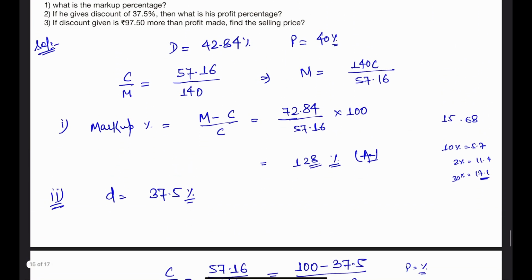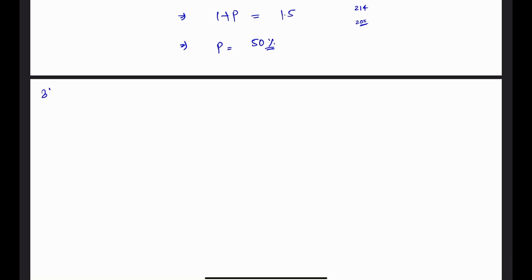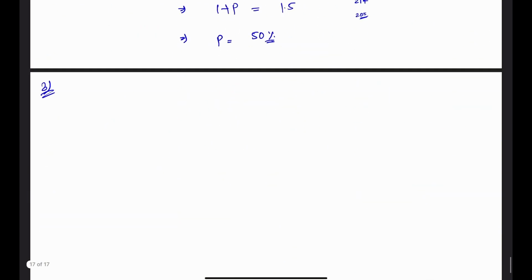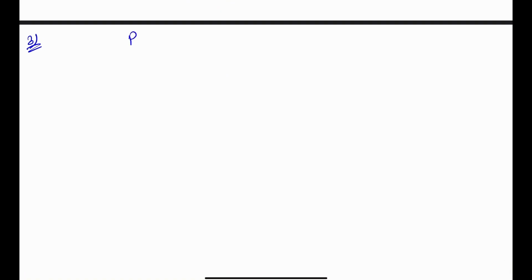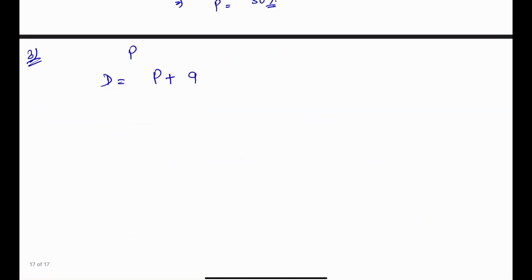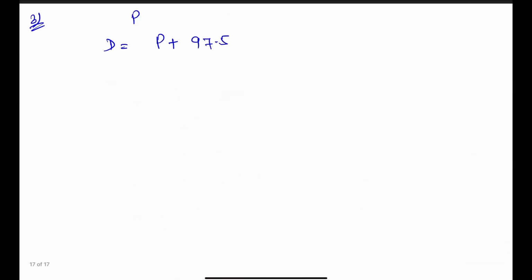And the third question is, if the discount given is 97.5 more than the profit made. So if my profit is p, then my discount will be p plus 97.5. If the discount given is 97.5 more than the profit made, find the selling price. So what is my selling price?